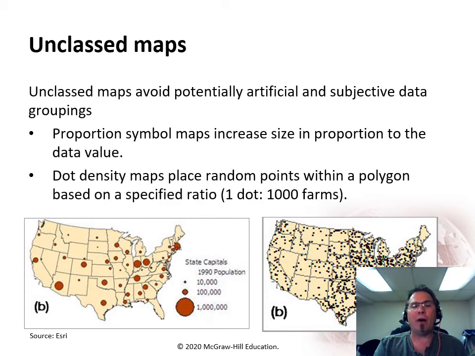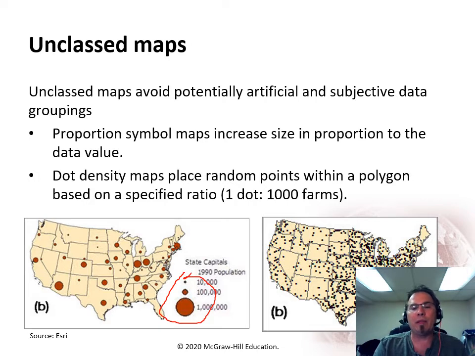You can also have unclassed maps, which are proportional symbol maps or dot density maps that avoid potentially artificial or subjective data groupings. So these are just generated automatically. Let's say we're looking at the population of the state capitals. These dot sizes and the 10,000, 100,000, 1 million, those are automatically generated. You can't mess with them. That's just how they're going to come out. So it's kind of like a de facto standard. This is what you're going to get.